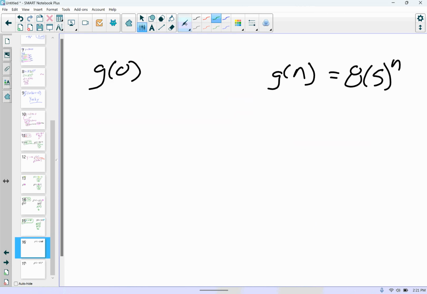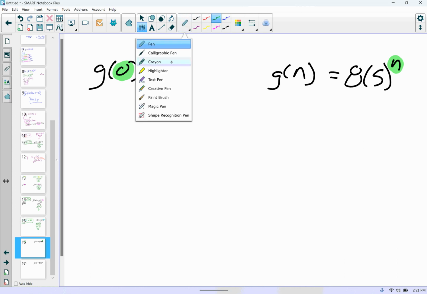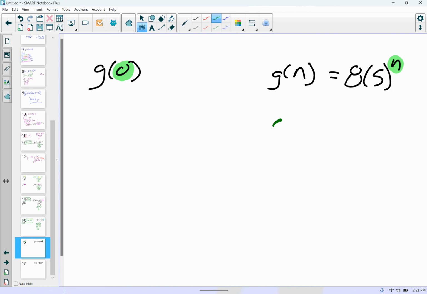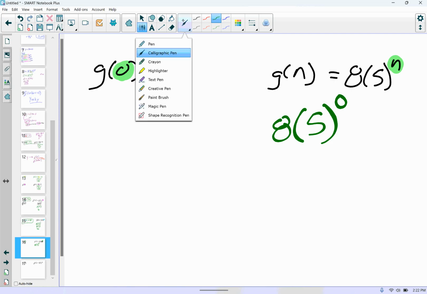All right. Eyes to the board real quick. I'm going to replace this with 0. Uh-oh. I'm a little concerned about this, because this is 8 times 5 raised to the 0 power. We've not talked about the 0 power. Does anyone know what 5 to the 0 power equals? Not 0. Not 5. It's 1.